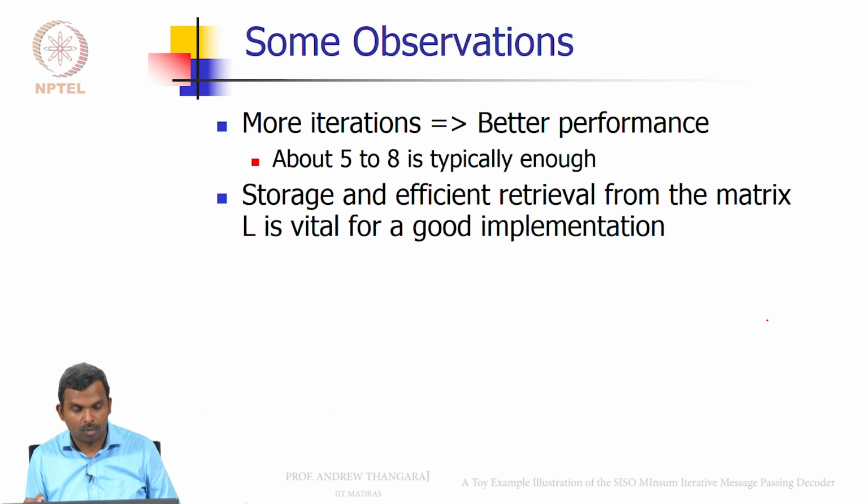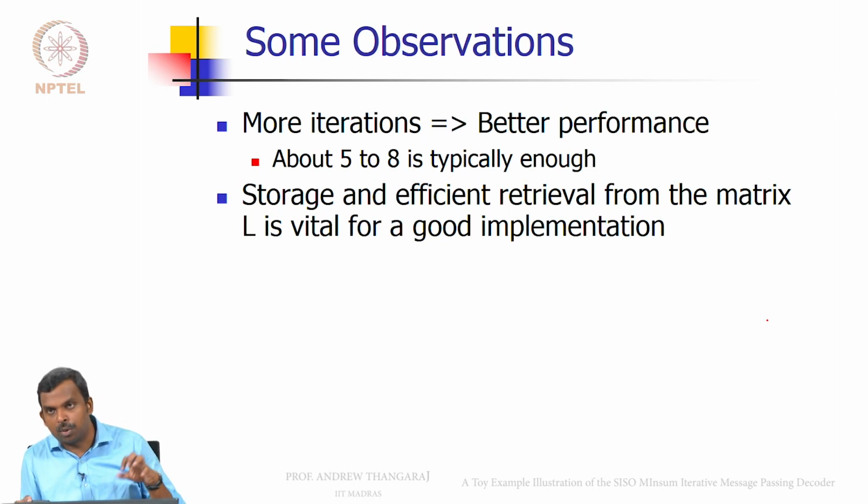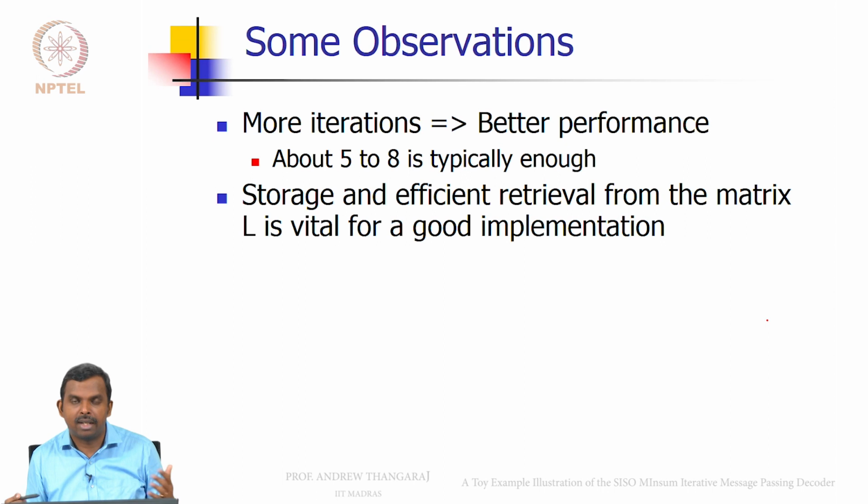So, here are observations. If you implement this, you will see if you do more iterations and if your parity check matrix is well designed, if it is a low density parity check matrix, you will get better performance with more and more iterations. Typically about 5 to 8 are enough for moderate block lengths. If you go to very large block lengths, you have to explore the entire parity check matrix more. So, you will need more and more iterations.